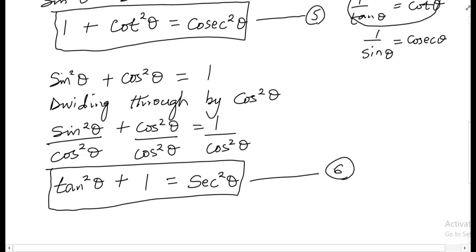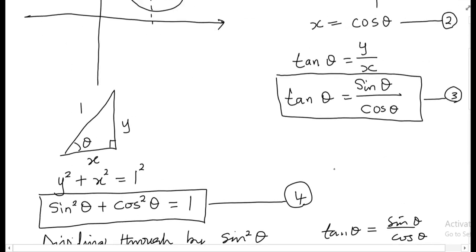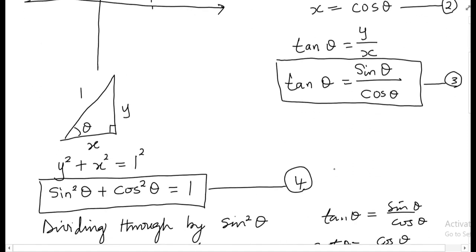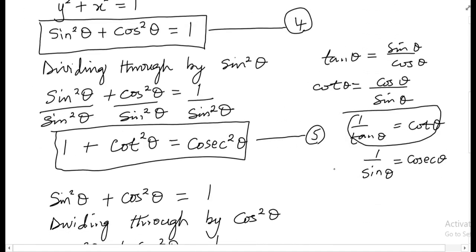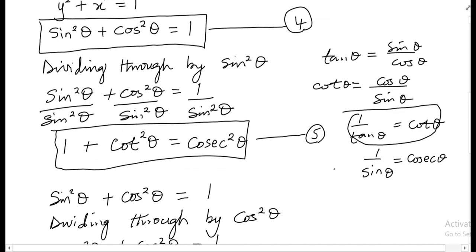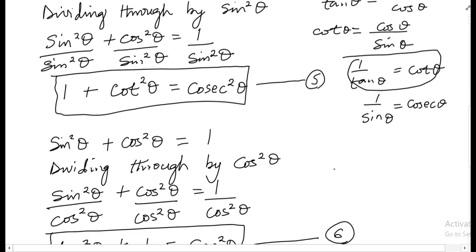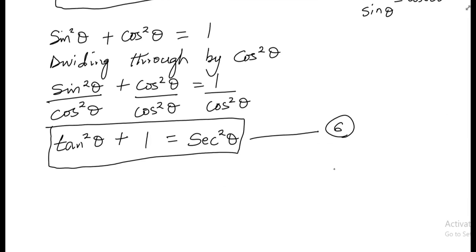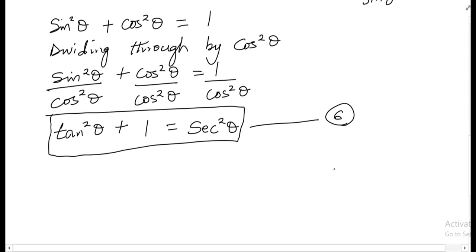So all in all, we have the fact that tan theta is equal to sine theta over cos theta. We have sine squared theta plus cos squared theta equal to 1. We have 1 plus cot squared theta equals cosec squared theta. And also we have tan squared theta plus 1 equal to sec squared theta. There are some other ones, but for now we will stop at this one.